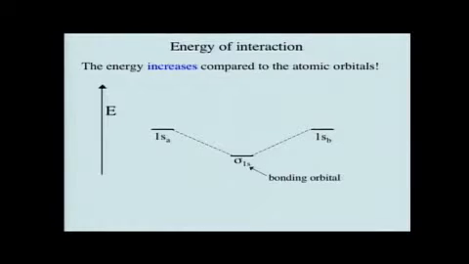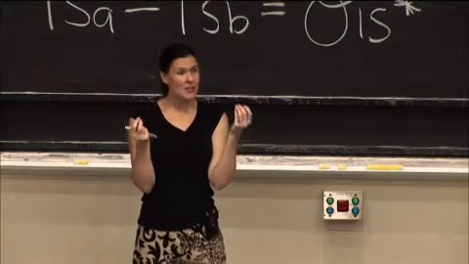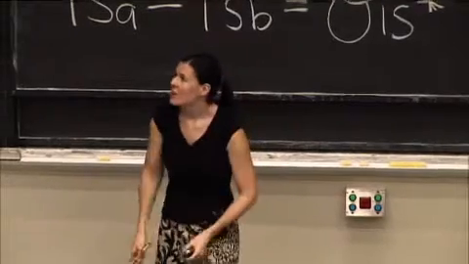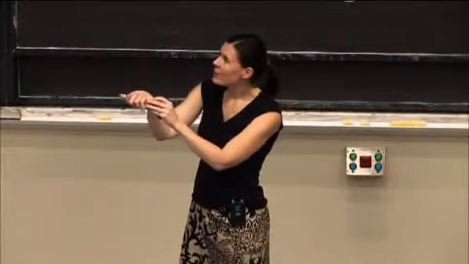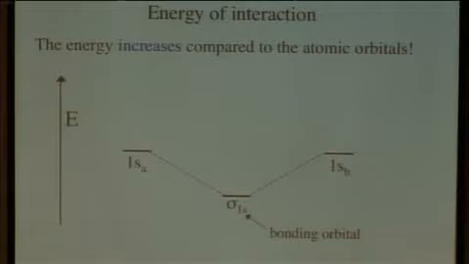So let's think about the energy of interaction here. When we were talking about constructive interference, we had more electron density in between the two nuclei, so that lowered the energy of the molecular orbital. So bonding orbitals are down here. But when we think about where antibonding orbitals should be, it should be higher in energy. It's increased compared to the atomic orbitals. So we would label our antibonding orbital higher in energy than our 1s atomic orbitals.